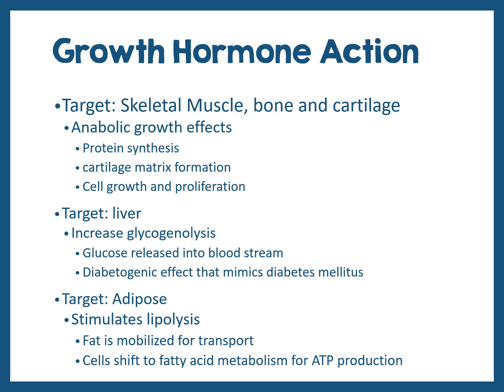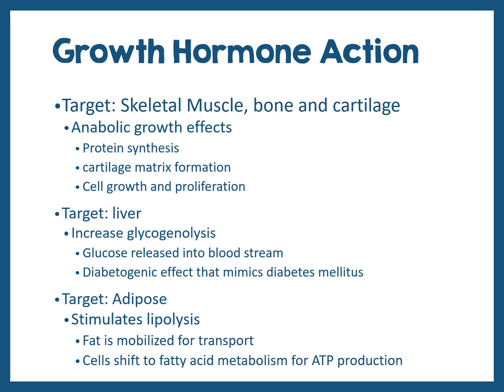So in the target tissues, we're going to see specific actions from growth hormone. In the skeletal muscles, our cartilage and our bone, we are going to start to see anabolic metabolism. So anabolism is when you take something small and you make something bigger out of them. So we take the building blocks of amino acids and monosaccharides and fatty acids, and we build substances from them. So we'll see protein synthesis. We will start to see cartilage being formed and matrix formation. We will also see cells grow and proliferate.